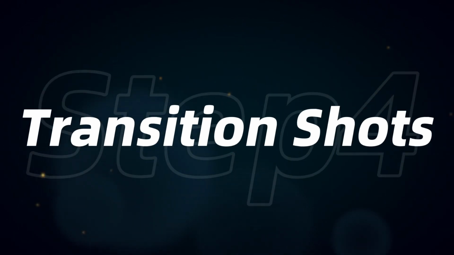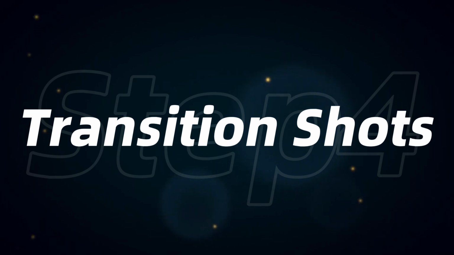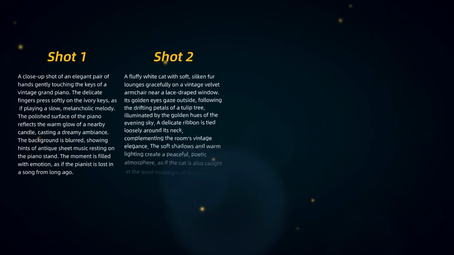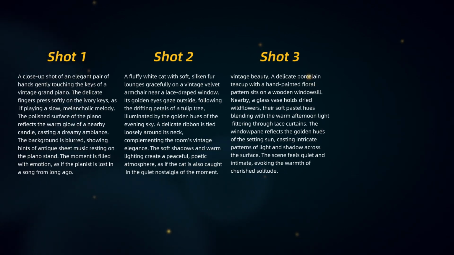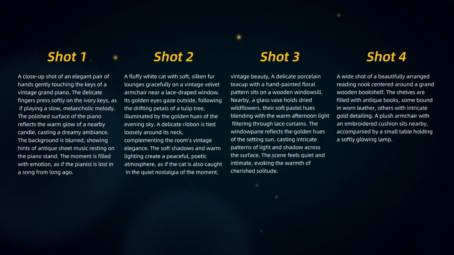Now, let's create some transition shots. Since the main character is singing in a room, we'll stick with the same vintage aesthetic and generate some indoor scenes that match the song's theme.